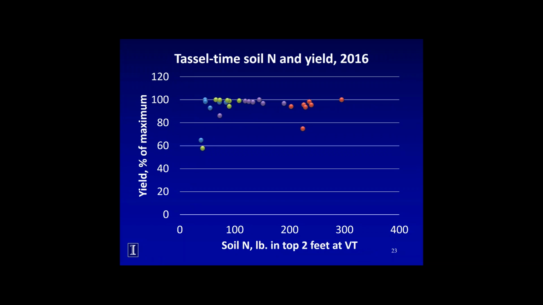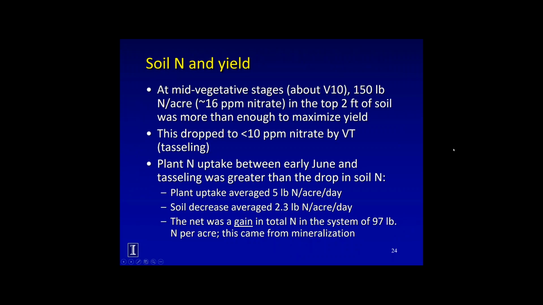And this is at tassel time. The previous slide was from mid-June. When we get to tassel time, the amount of nitrogen we need to maximize yield drops even further and is now down at only 5 or 6 parts per million of nitrate. So I'm just saying that in words there. At mid-vegetative stages, about 16 parts per million nitrate in the top 2 feet was more than enough to maximize yield. This dropped to less than 10 parts per million nitrate by tassel time.